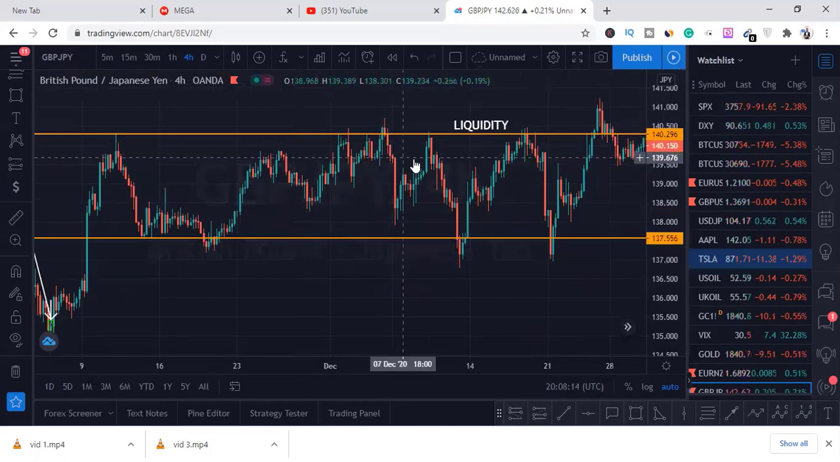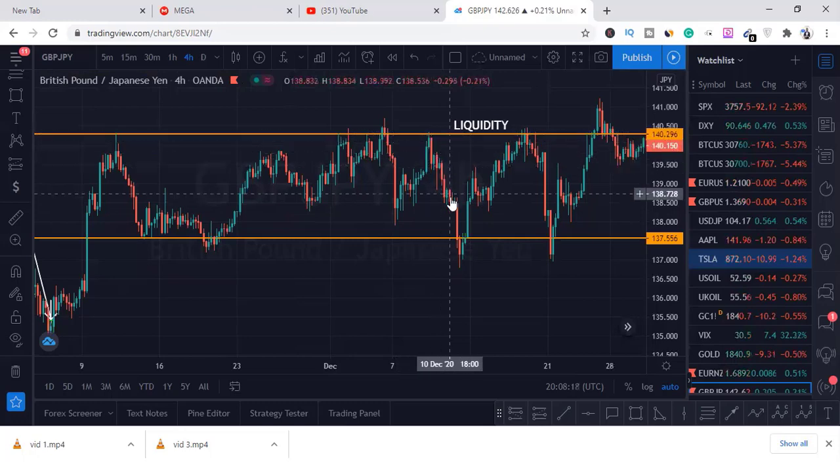In the first run, they might give it to the trader, which we saw here.